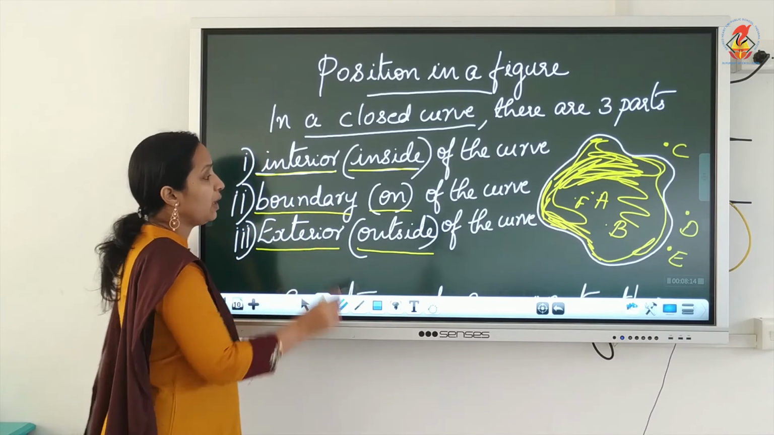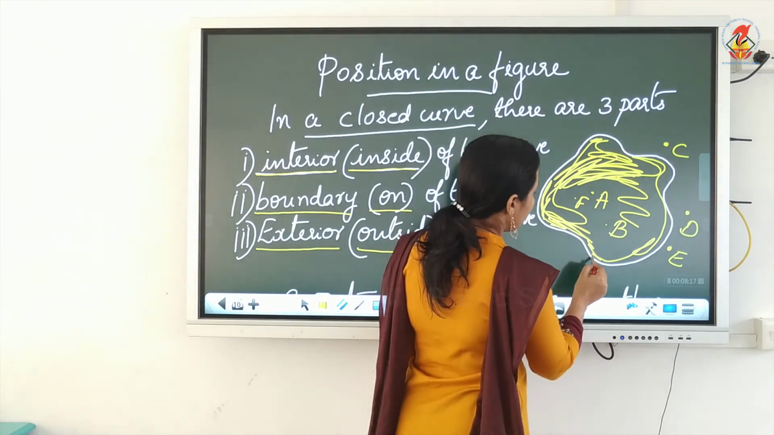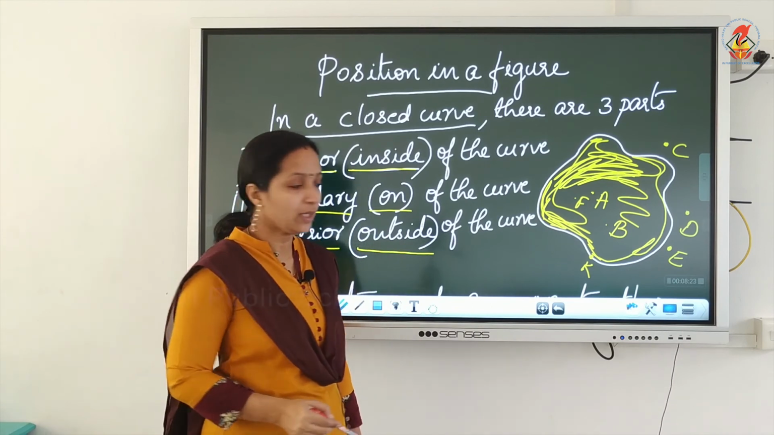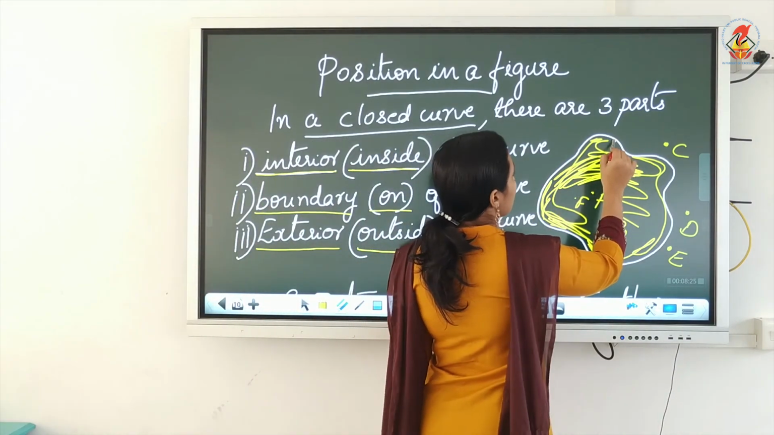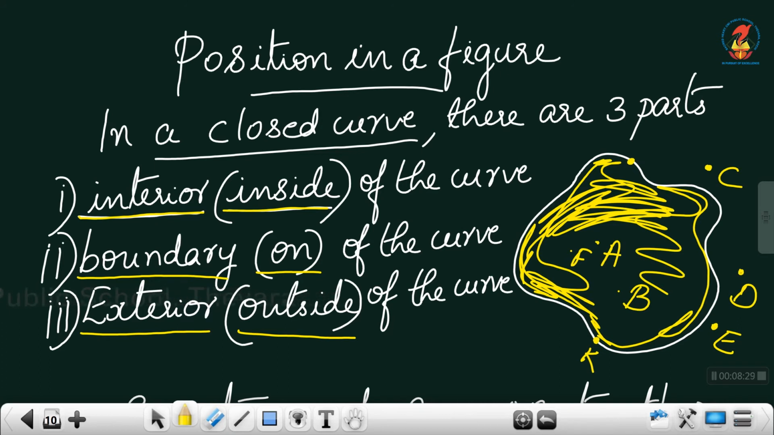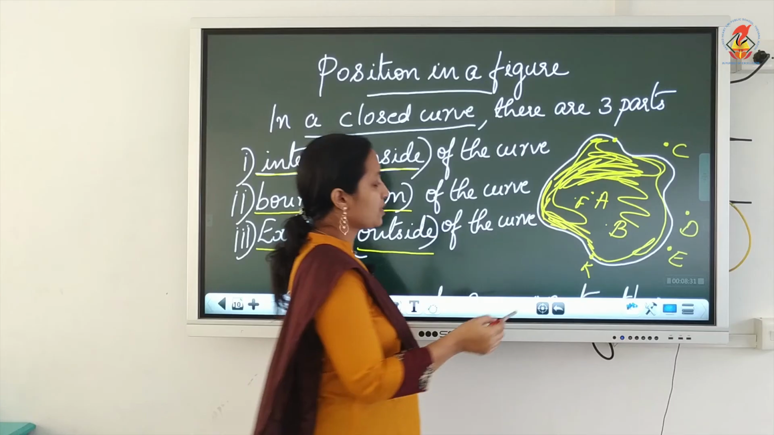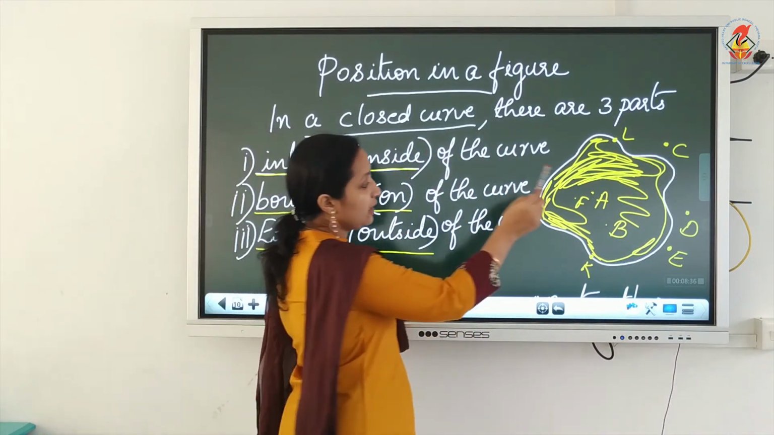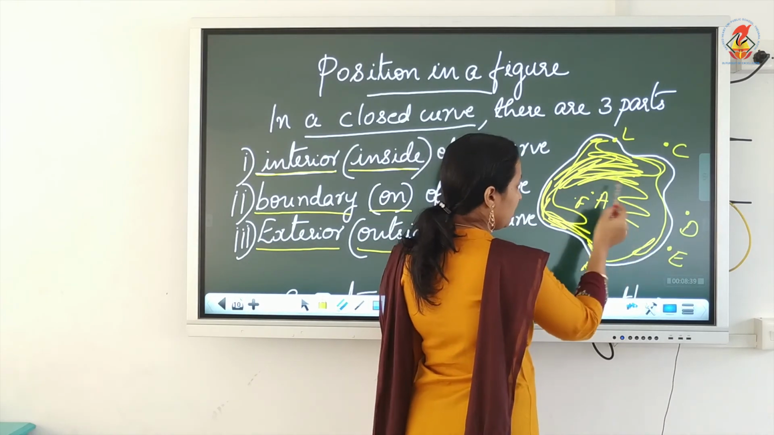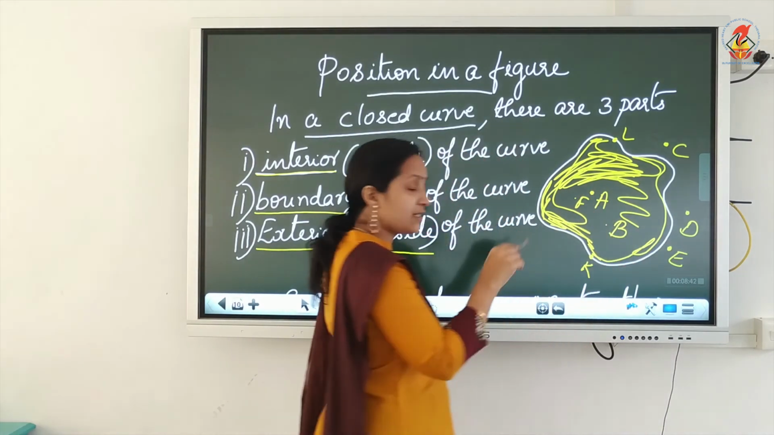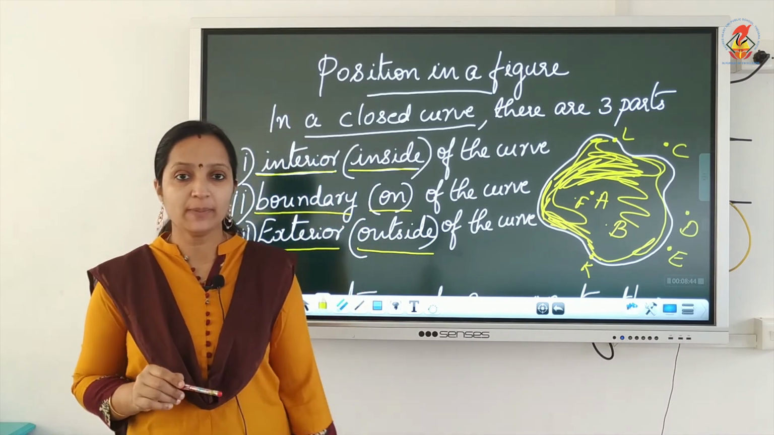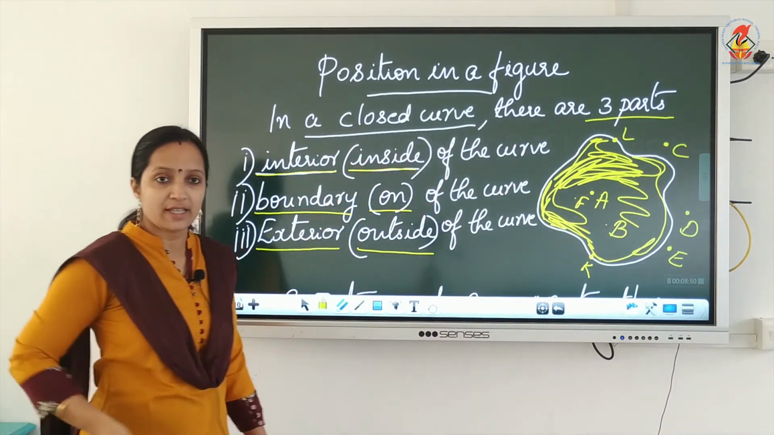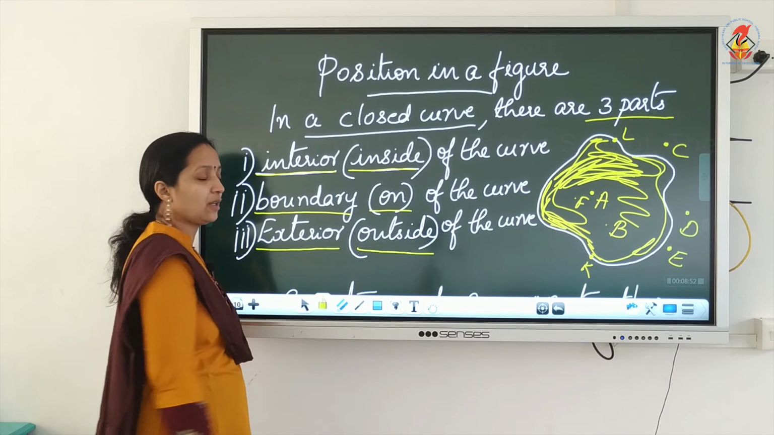And one more thing is the boundary. Boundary means what? This is the boundary line. Suppose there is a point here, it is K. So, that is the boundary point. Okay, K is on the boundary. Boundary means the outer line. Okay, the outer line is known as boundary. Suppose there is a point L, we can say K and L are on the boundary. And C, D, E are outside, that means exterior. The points A, B, F are inside, or you can say interior. Okay. So, a closed curve has three parts. Which are the three parts? Interior or inside, boundary or on, exterior or outside.